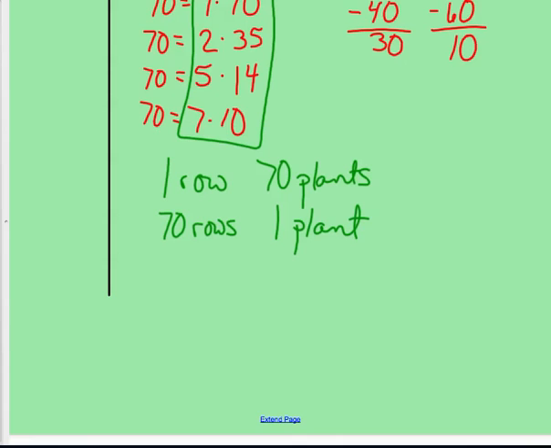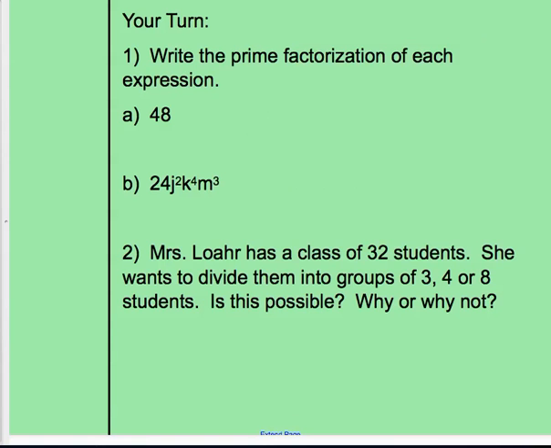And finally, your turn problems. Make sure you try these. Come to class prepared to discuss these with your classmates.